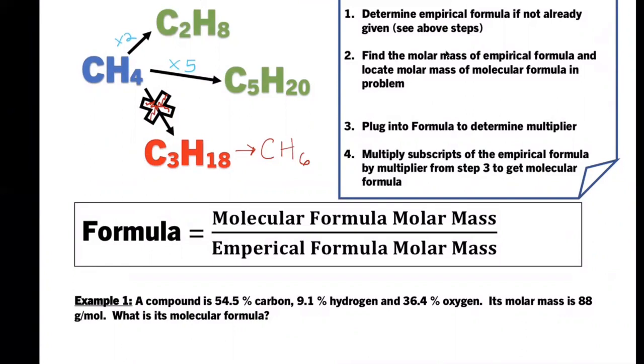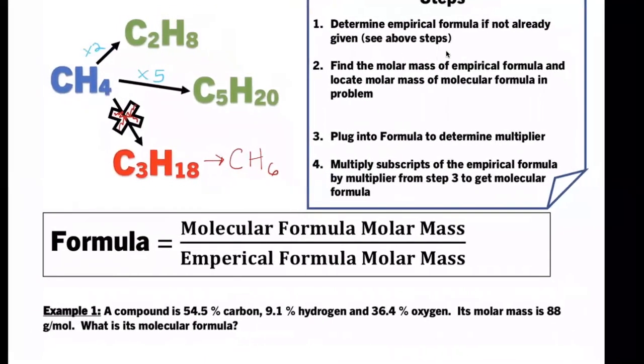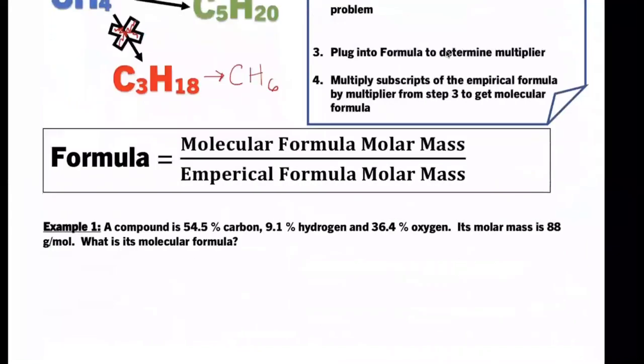So what we are going to be doing, as you can see from the formula, is really comparing the molecular formula molar mass to the empirical formula molar mass to figure out what the subscripts were multiplied by. Now, when we're doing this, sometimes we're just going to be given the empirical formula already, so we can just plug it in the formula. Or we need to go back to the empirical formula video to determine the empirical formula first. And then we can follow the remaining steps. So we'll look at our first example here.